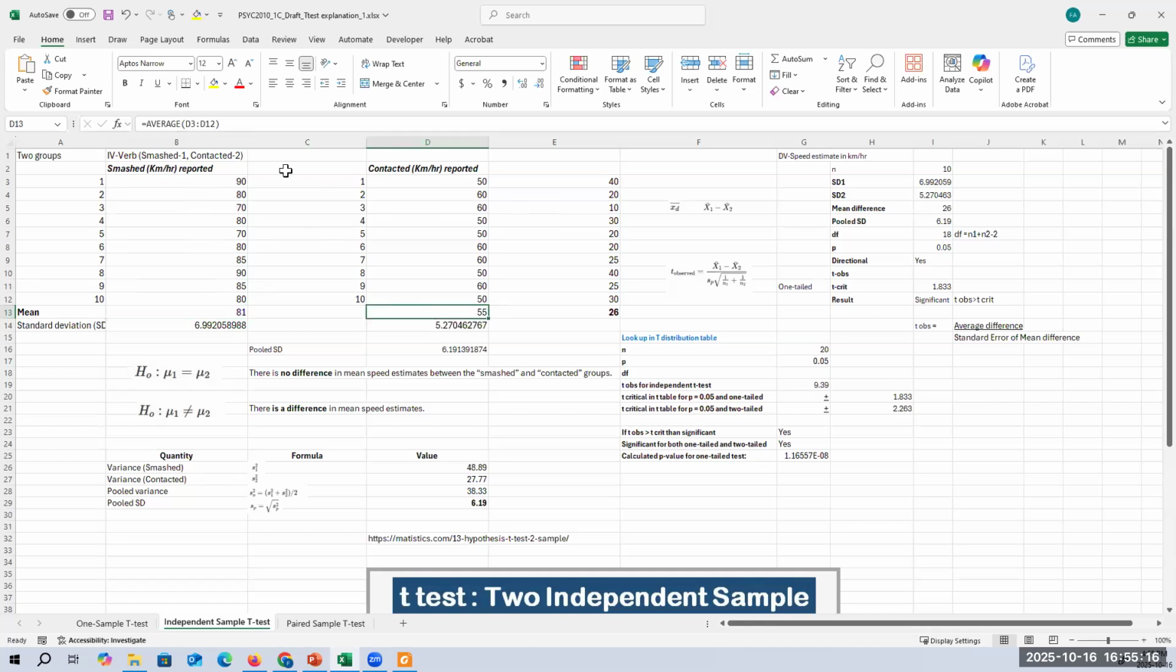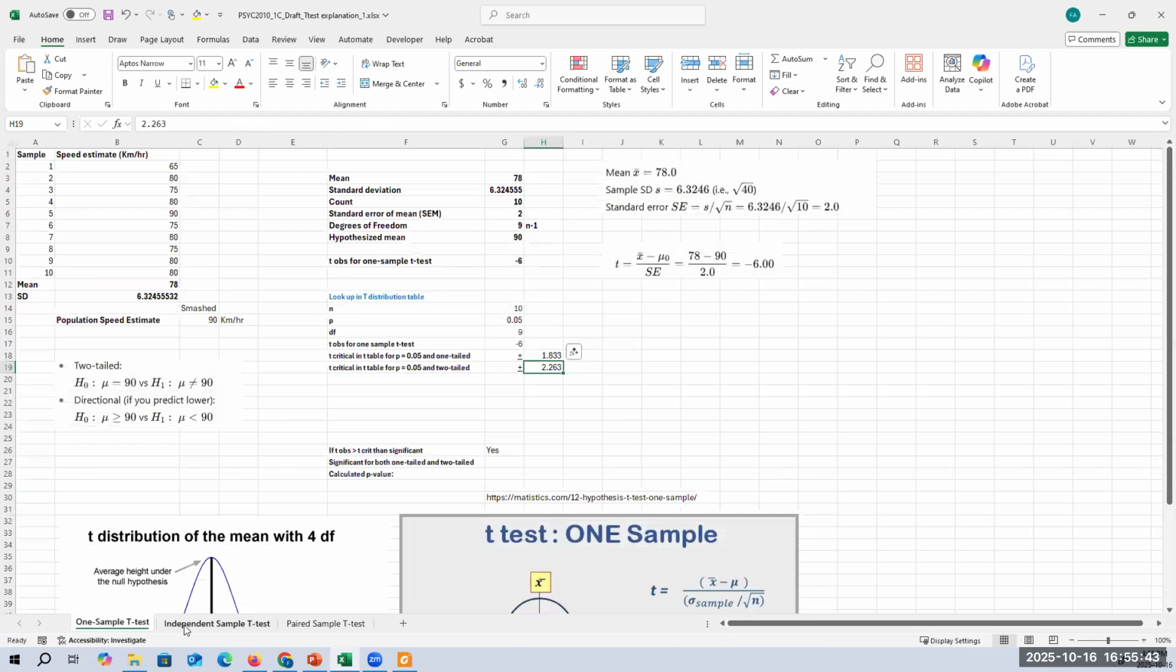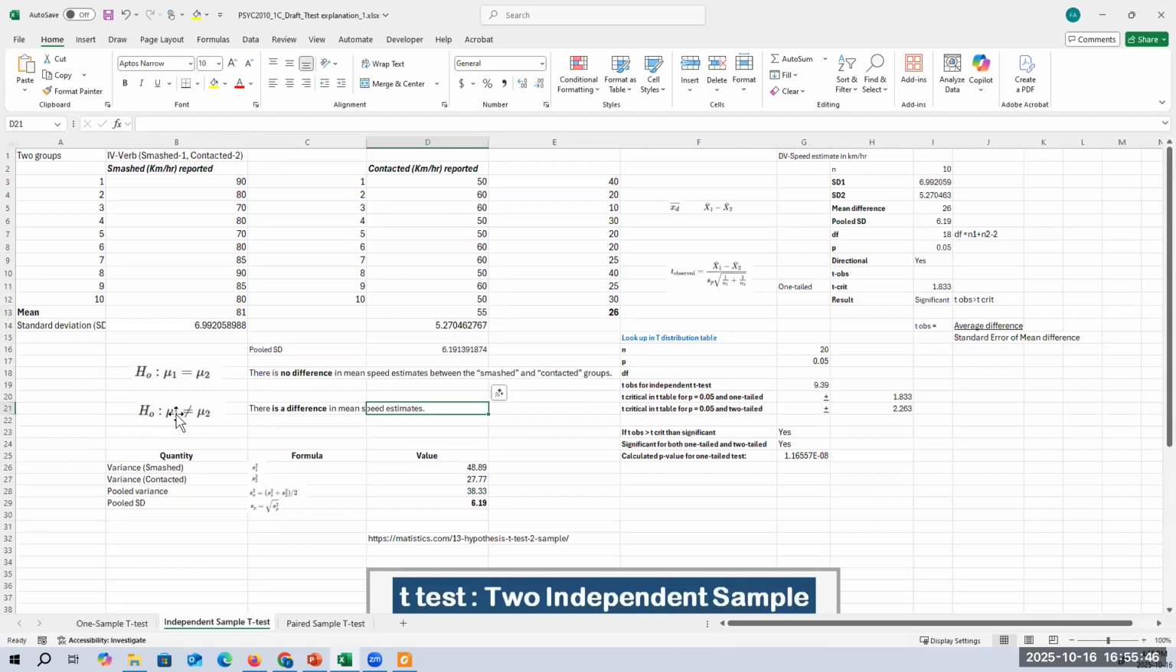That is the question. But before the experimenters did this experiment, they had to have a hypothesis, and they had two hypotheses. One, there would be no difference in speed estimate between the smashed and the contacted groups. And the second hypothesis would be that there is a difference in mean speed estimate. That would not be a directional hypothesis. This is a two-tailed type of test, so there would be a significant effect, but the direction of the effect is not mentioned.